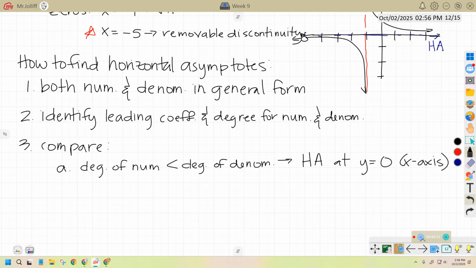If the degree of the numerator is equal to the degree of the denominator. Ooh, come on. Denom.